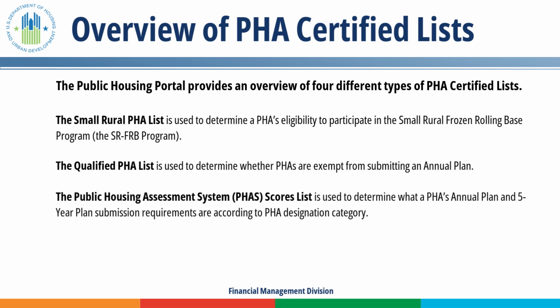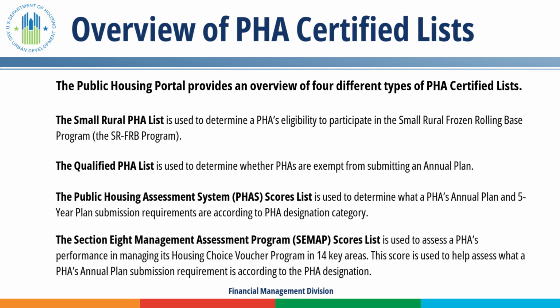The Public Housing Assessment System, or PHAS scores list, is used to determine what a PHA's annual plan and 5-year plan submission requirements are, according to the PHA designation category. The Section 8 Management Assessment Program, or SEMAP scores list, is used to assess a PHA's performance in managing its Housing Choice Voucher program in 14 key areas. This score is used to help assess what a PHA's annual plan submission requirement is, according to the PHA designation.